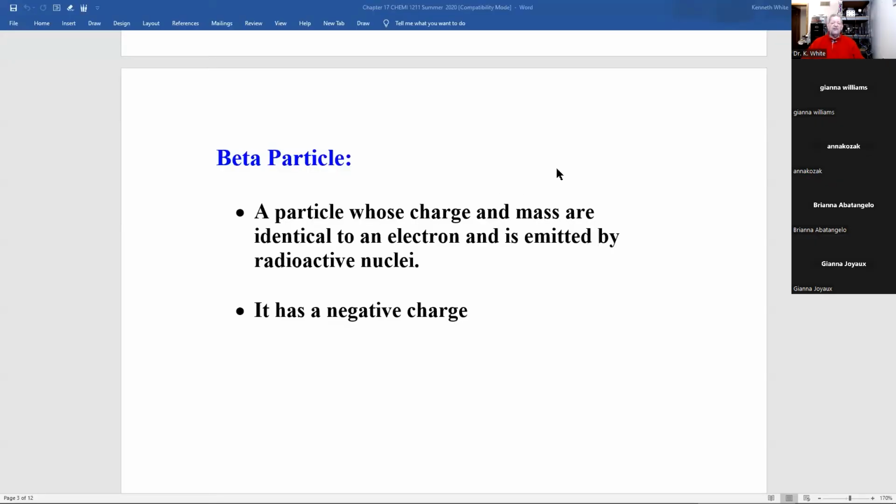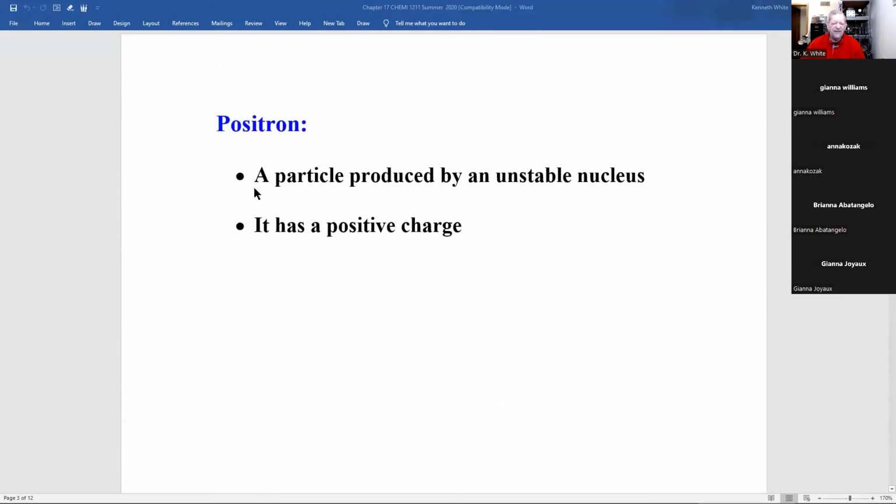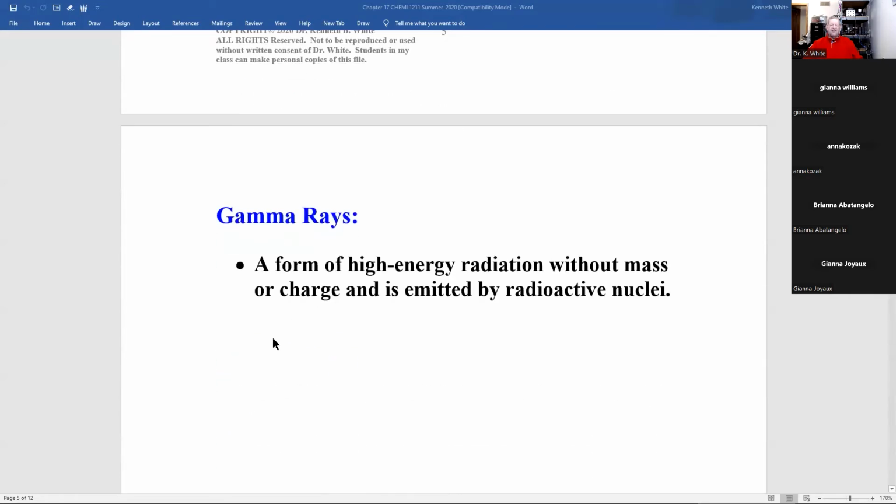Now, I'm not a nuclear chemist, but why don't they just call this an electron? But they call it a beta particle. All right, next, a positron is a particle produced by an unstable nucleus, which they all are. It has a positive charge. And finally, something called gamma rays. And gamma rays are very high energy radiation without mass or charge. That's just like light doesn't have mass or charge, and that's a form of energy.